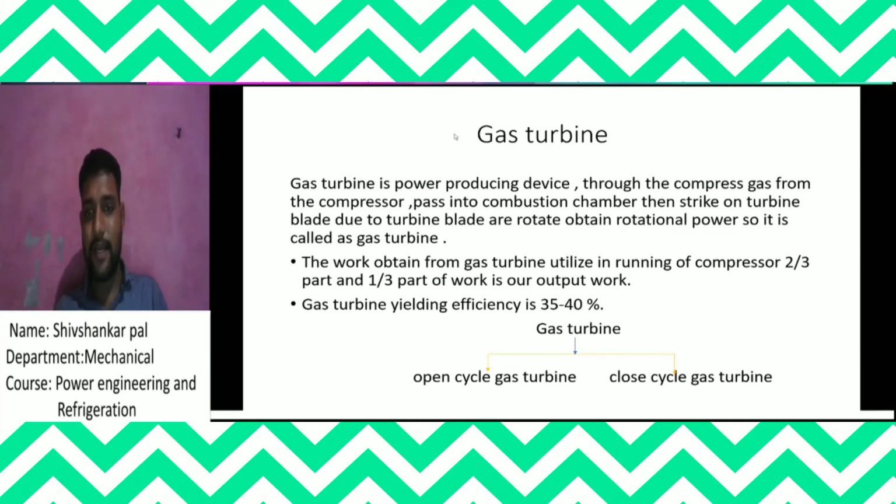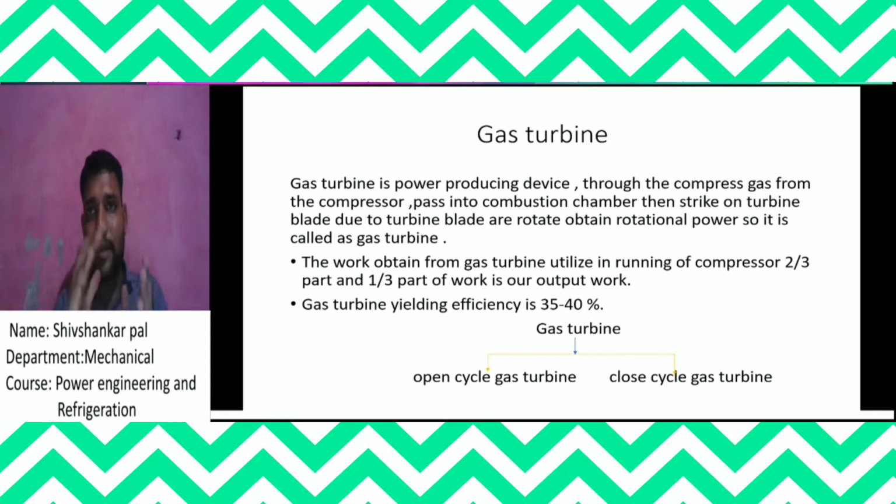Into the combustion chamber, then it strikes the turbine blade. Due to the turbine blades rotating, we obtain rotational power, so it is called a gas turbine. Simply imagine a compressor. That compressor sucks air from the atmosphere, then after completing the compression process, the compressed air is sent to the combustion chamber. Our combustion chamber increases the pressure, temperature and velocity of the compressed air.